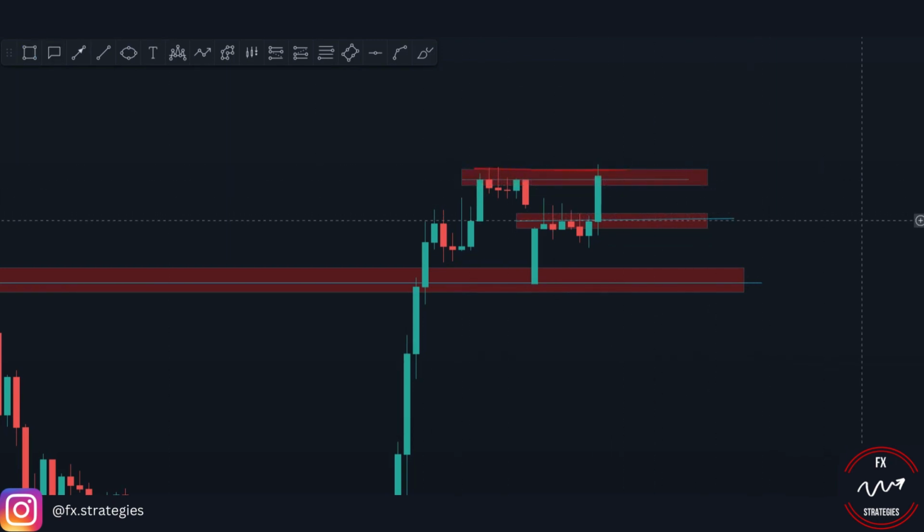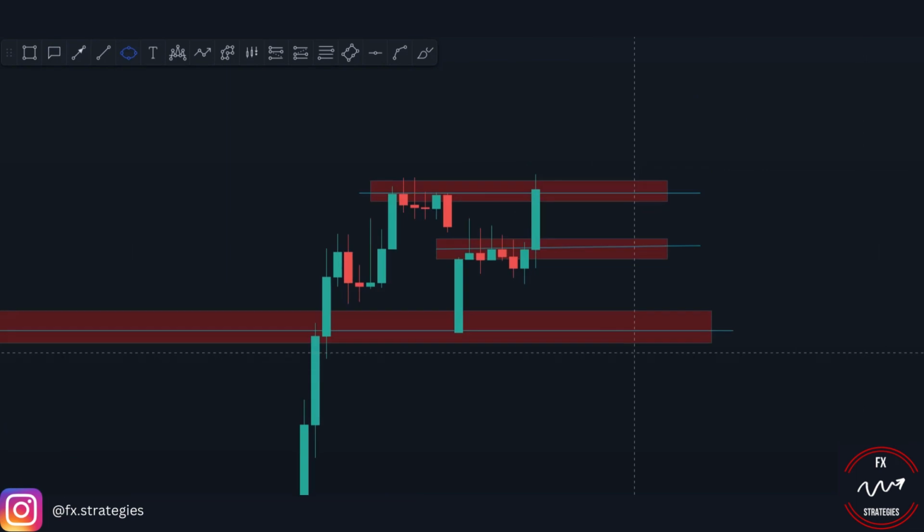Also, at this point we can go on a lower time frame to further see where the exact level, the most probable level for entering a trade would be, around this area, and what candles we can see on the lower time frame.